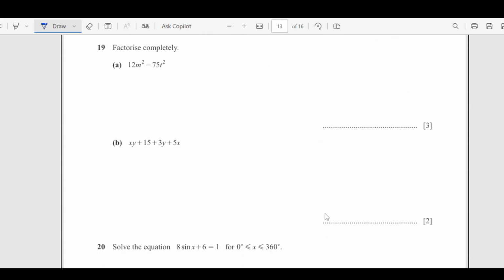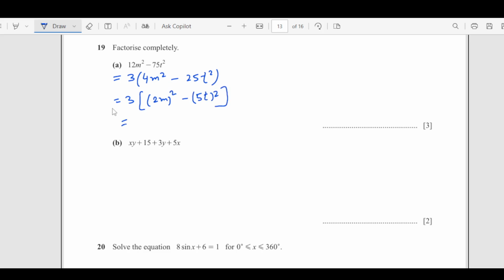So we need to factorize this. If you see in the variables m and t, nothing is common, but we can take 3 common in both of the numbers. If we take 3 common, this comes out to be 4m squared minus 25t squared, right? So then this is 3 and this is going to be 2m squared minus 5t squared.